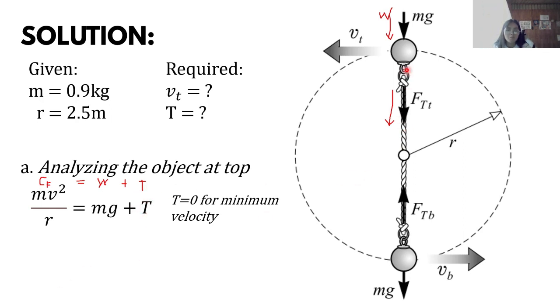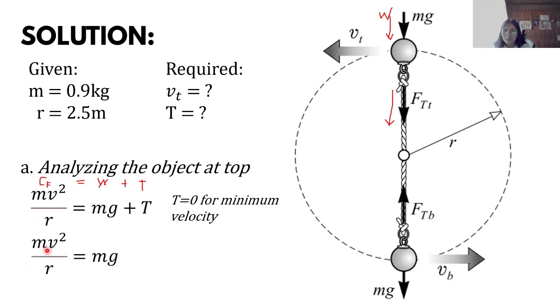So, before maging mawala yung value ng tension, magsususpend pa yan at the top. Okay? Mag-i-stay pa rin dyan. Pero, tension is equal to 0 na. Just before na mag-weaken tong tali na to, may point pa rin siya na mag-i-stay dito. Okay? So, we set T is equal to 0 for minimum velocity.